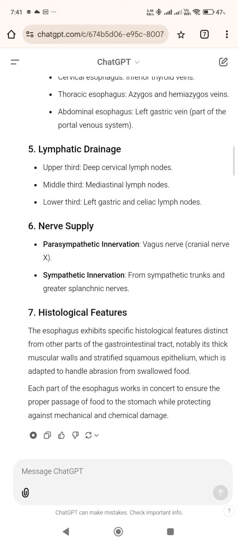5. Lymphatic drainage. Upper third, deep cervical lymph nodes. Middle third, mediastinal lymph nodes. Lower third, left gastric and celiac lymph nodes.